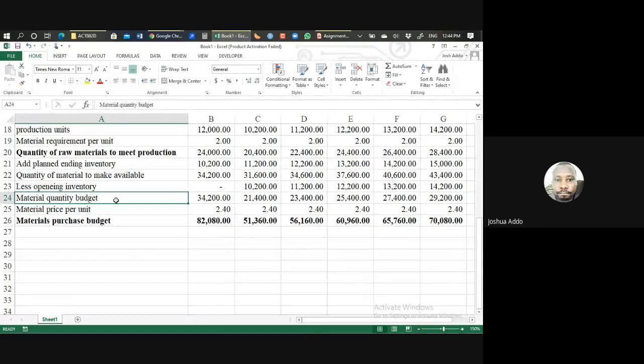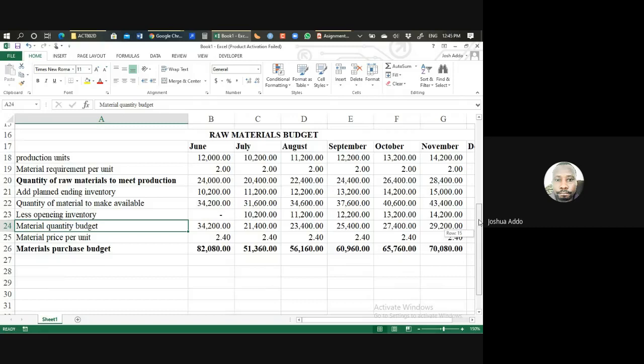In some other textbooks, they will tell you there are two material budgets: the materials quantity budget, also called the materials requirement budget, and the material purchase budget. In practice, it might not be split into two. Theoretically, you have to differentiate it so that people understand. But how I have demonstrated is just how it works out. This is the materials quantity budget, only the quantity, in kilograms or any units, or volume if it is a liquid. Then price per kilogram, you are monetizing the quantity. That gives you the material purchase budget.